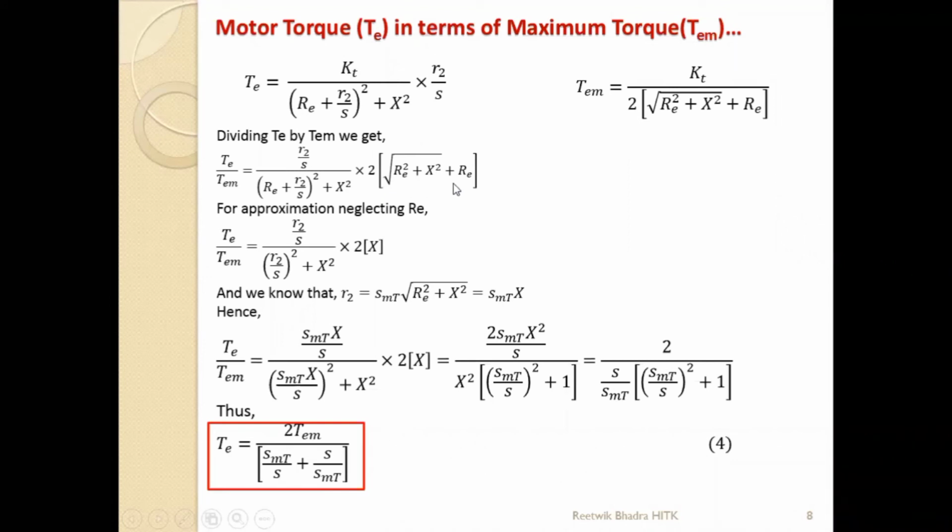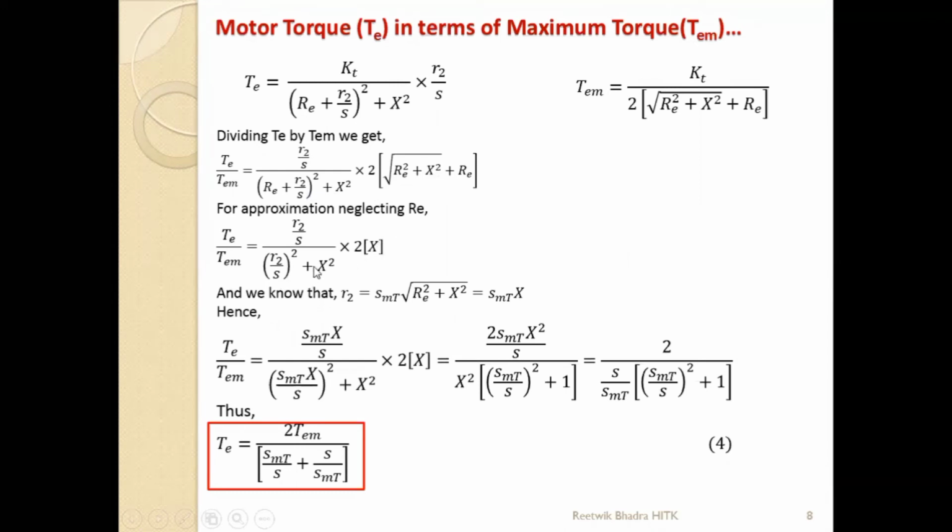Now for some approximations, this RE is neglected. If this RE is neglected, what will you get? X square, and the square root of X square will give you X. So I'm writing the term again. R2 by S, RE is neglected, so we'll have R2 by S whole square from this, plus X square. With RE neglected, the square root of X square gives you X.